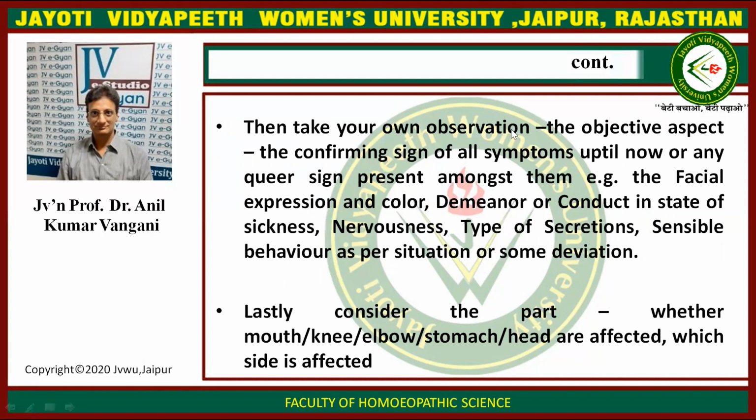Then take your own observation, the objective aspect, the confirming signs of all the symptoms you have asked up till now. You have to see for any queer sign present amongst them, any strange sign. For example, the facial expression and color, demeanor. Demeanor means the conduct in state of sickness, any nervousness, any special type of secretion the patient is having. Then whether sensible behavior is there or not as per situation, or there is some deviation. So you have to consider all of them in your own observations.